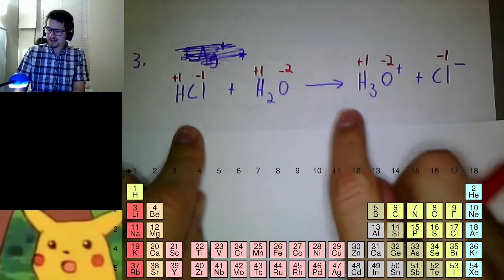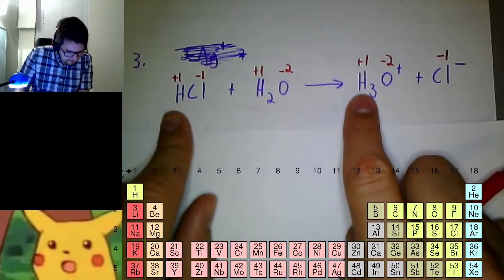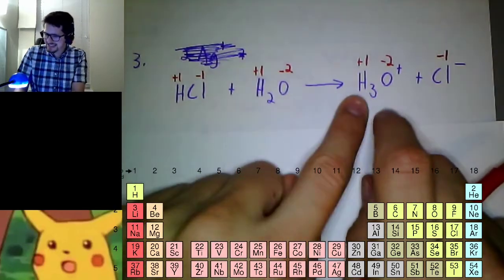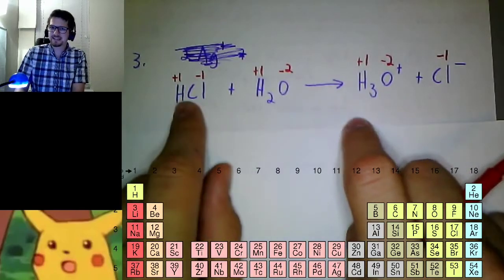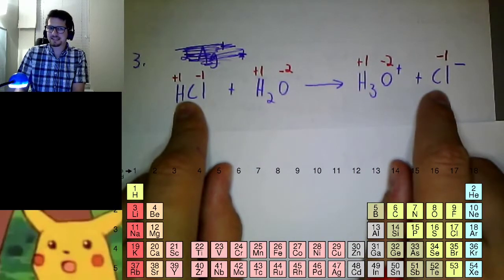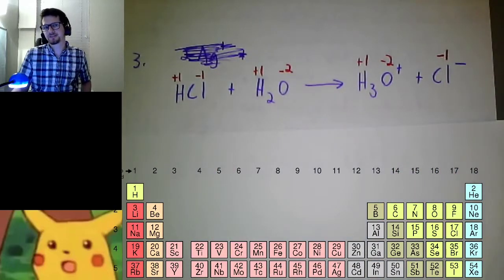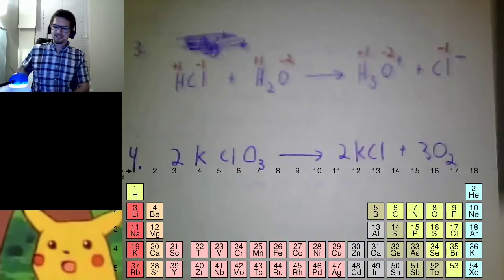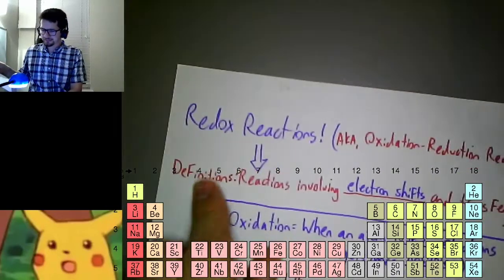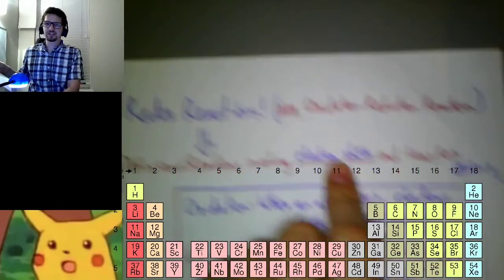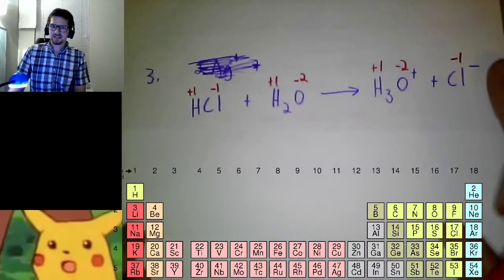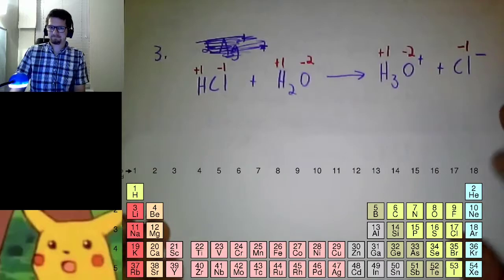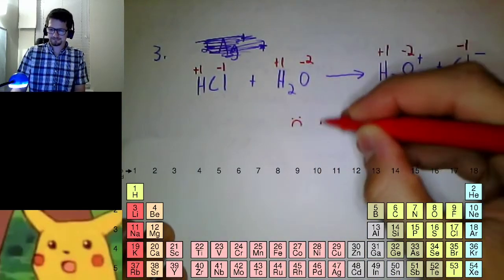All right, so what happened to my H's? My H's stayed the same. What about my O? Well, my O stayed the same. What about my Cl? My Cl stayed the same. Everything kept its charge. And I said a redox reaction is when we have a transfer and a shift of electrons. So is number 3 a redox reaction? No, it's not.